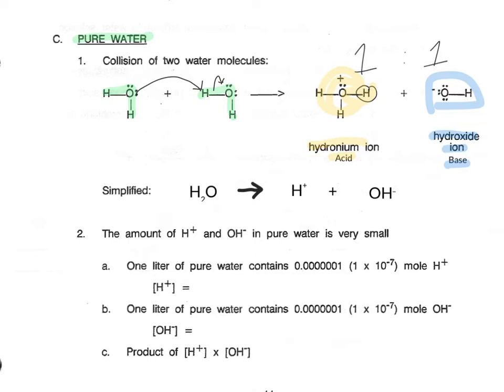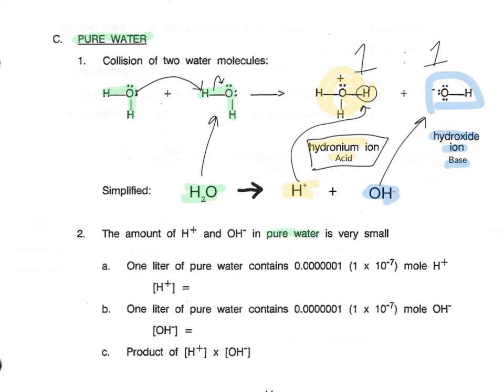We can simplify that as water forming the hydrogen ion and the hydroxide ion. Notice that the simplified equation uses just one water, the hydrogen from the hydronium, and the hydroxide ion. The hydronium is the only way that we find acid in water. We do not find it as the small hydrogen ion.